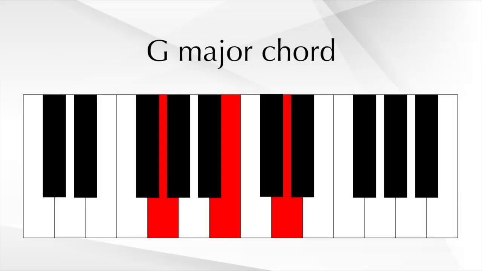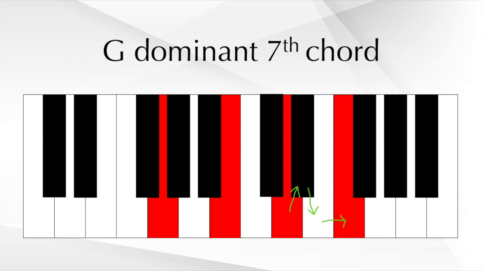Here is the G major chord, and the last note of the G major chord is a D. To get a 4th note of the G dominant 7 chord, we move up 3 semitones from D. 1, 2, 3, and we land on F. Once we add an additional F note to the G major chord, we get a G dominant 7 chord.